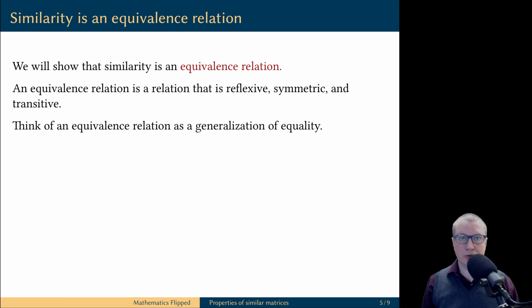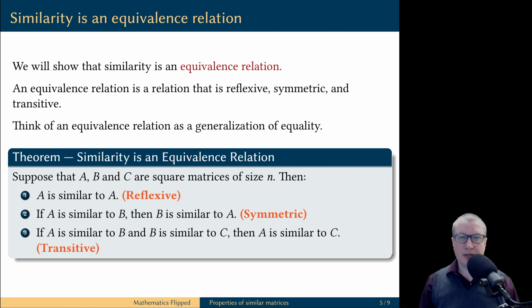Now we will show that similarity is an equivalence relation on the set of all square matrices of the same size. Let me remind you that a relation is an equivalence relation if it is reflexive, symmetric, and transitive. Suppose that A, B, and C are square matrices of the same size. Then A is similar to A. This means the relation is reflexive.